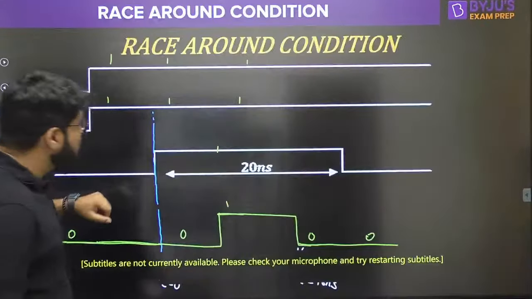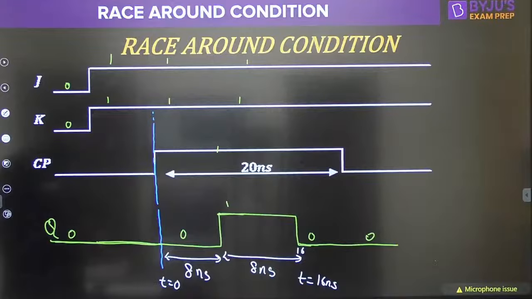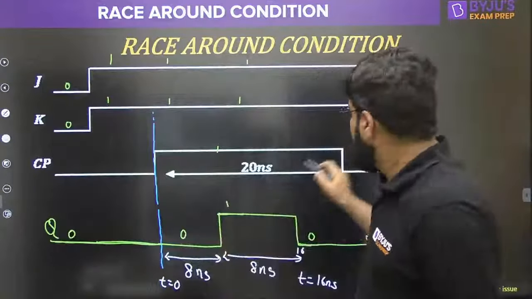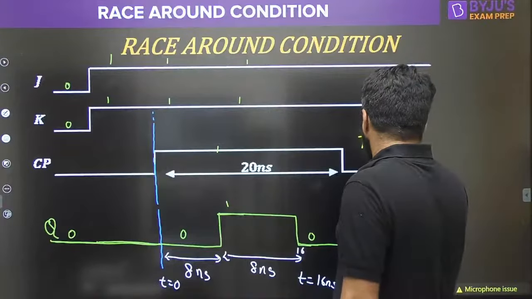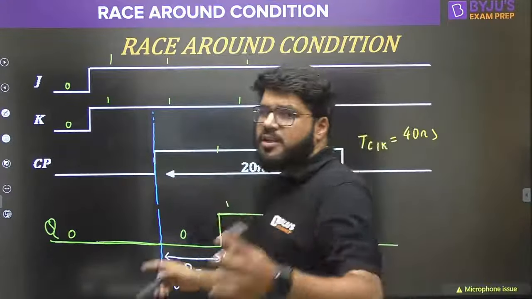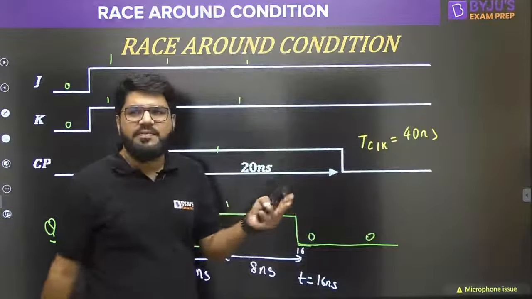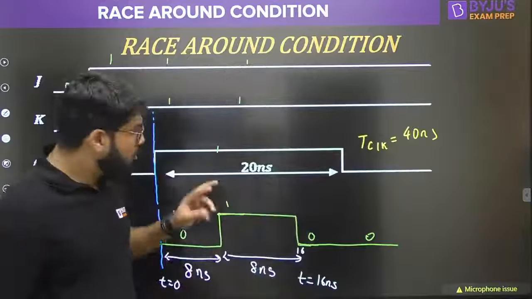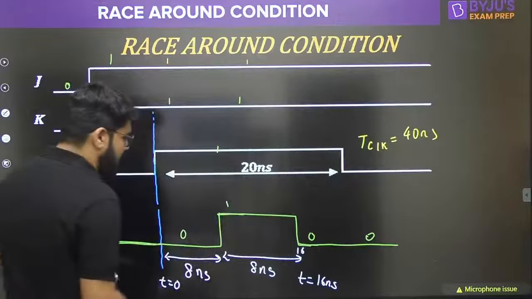Sir, let's go back to the same diagram. Why did the double complement occur here? See, I'm not changing the time period of the clock now. The time period of the clock is 20 plus 20, 40 nanoseconds: 20 nanoseconds level 1, 20 nanoseconds level 0. So the overall time period is 40 nanoseconds. What happened here? The level 1 is 20 nanoseconds.